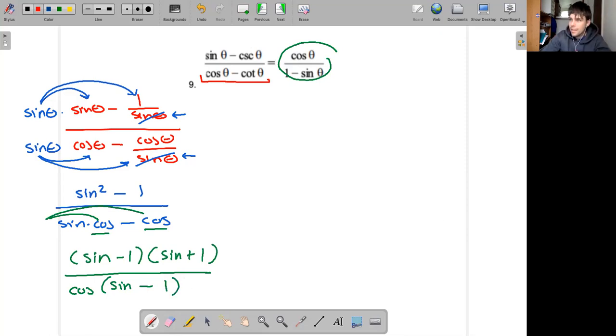And here's where we're getting somewhere. We're starting to get there. Two of these factors cancel. Nice. Wasn't super obvious, but they did cancel. So now I'm going to go ahead and write this up here, what we're left with. Sine plus 1 over cosine. We're not quite there yet, but we're kind of closer.